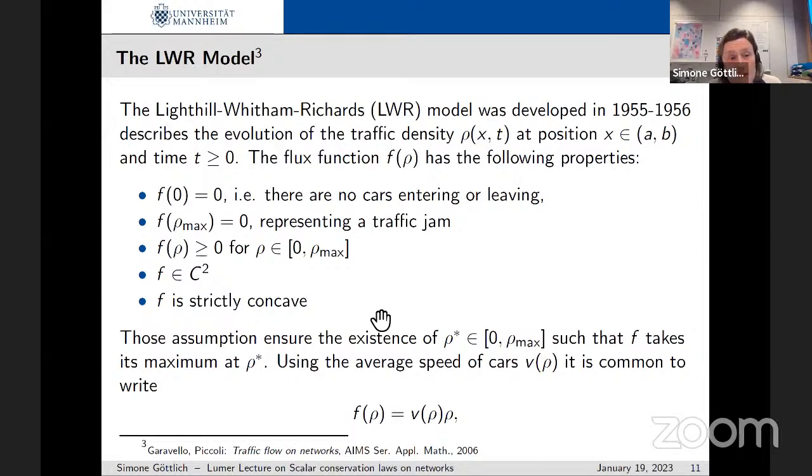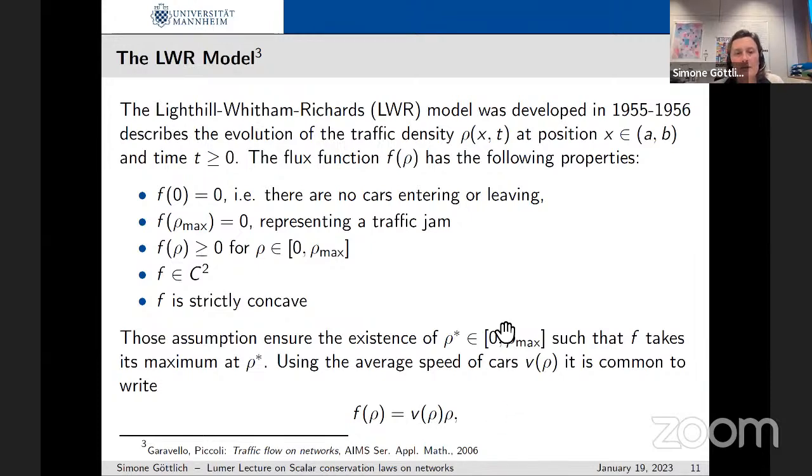So these are the key assumptions that are necessary for the Lighthill-Whitham-Richards model. And what's so crucial about this? Those assumptions really ensure the existence of a maximal density, which is now encoded by this rho star, such that F takes its maximum there. And using now the average speed of cars denoted by this V of rho, it's common to write that the flux can be written as the velocity times the density.